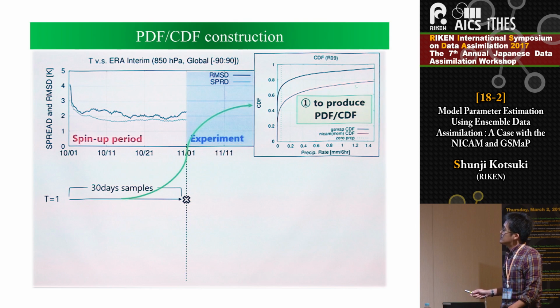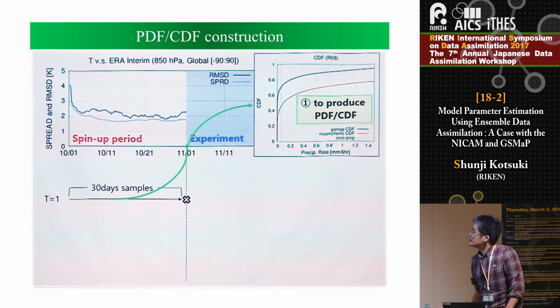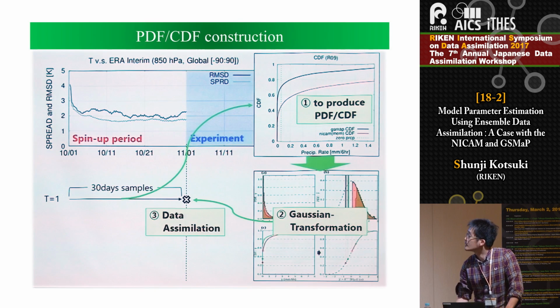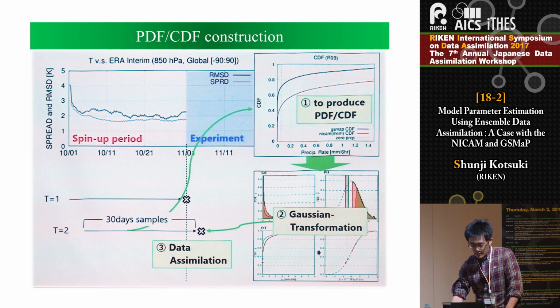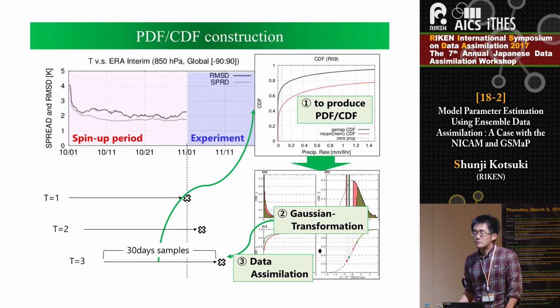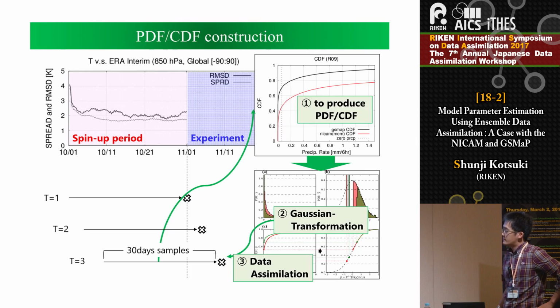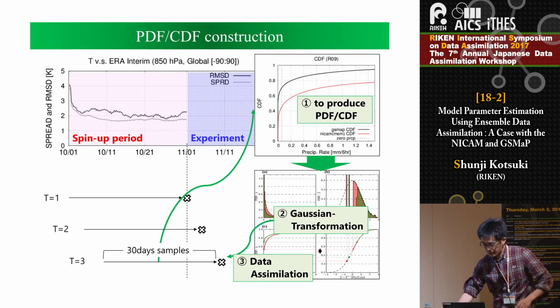This black one is a CDF of the GSMaP precipitation, and the red one is the model. As you can see, the model really overproduces the precipitation relative to the observation. Based on this PDF, we can perform the Gaussian transformation, and we can do the data assimilation. For the second and third time steps, we can shift this sampling period, and this way we can obtain the flow-dependent PDF of the precipitation record.